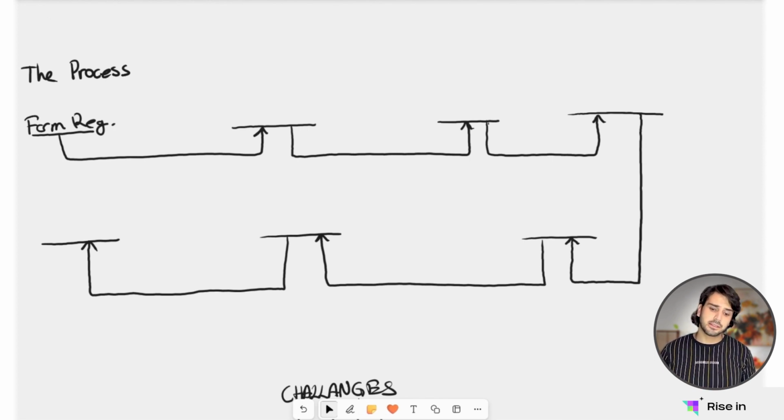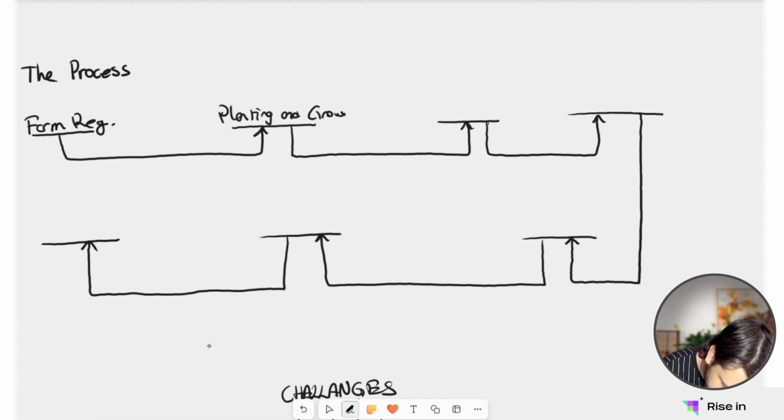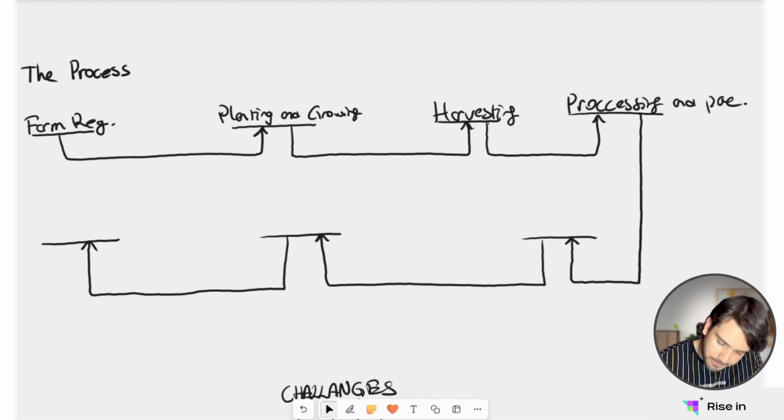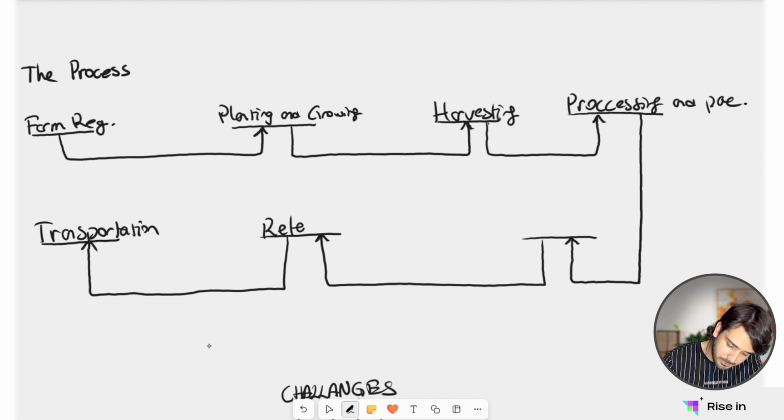Then we would have planting and growing. Here, processes like fertilization would be recorded. Then we have harvesting. Here we would have the information about the date and the amount and every other necessary information about the harvesting process. Then we have processing and packaging, followed by transportation, retail sale, and finally, consumer interaction.